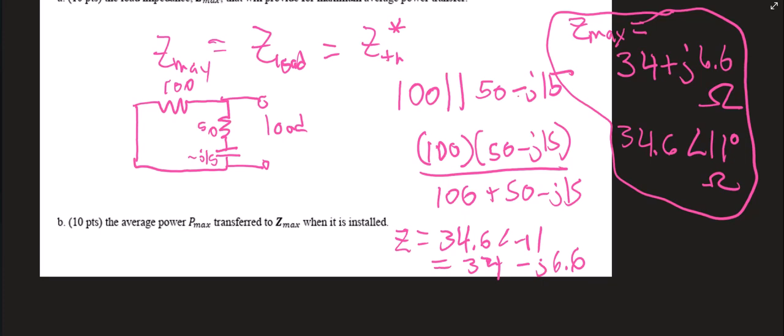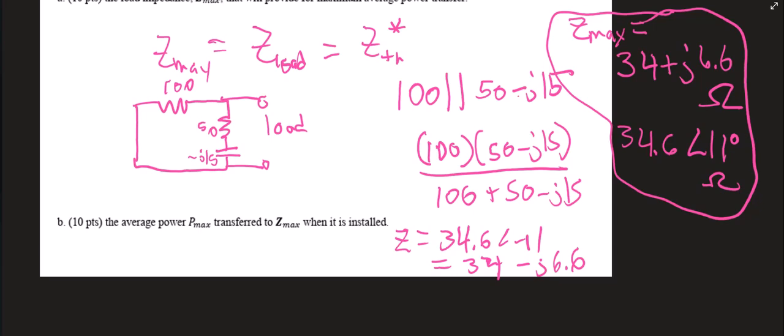All right, so the next question says, what is the average power Pmax transferred to Zmax when it's installed? If I were taking this test, I would have written that formula down on my formula sheet. I don't have that formula, but that's okay. It's really not any harder to just do it, just in case it wasn't max power. What if I just had to find the power through the load and it wasn't max? It's the same thing. The max power is the power regardless.